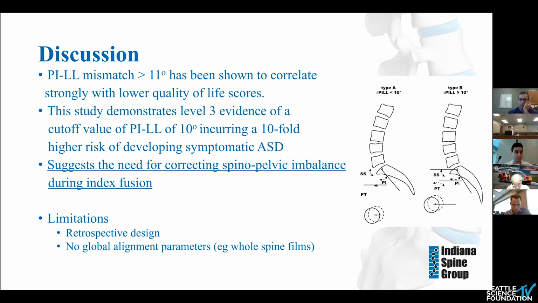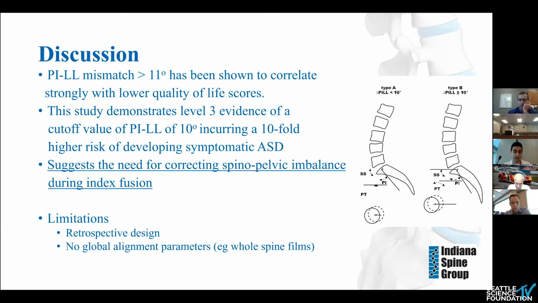I think the main take-home point of the study would be the suggestion that when fusing segments of the lumbar spine, you can't just ignore pre-existing poor spinopelvic mismatch. Instead, we should pay careful attention to this, and correcting this imbalance is actually necessary in order to achieve an excellent clinical outcome for these patients.